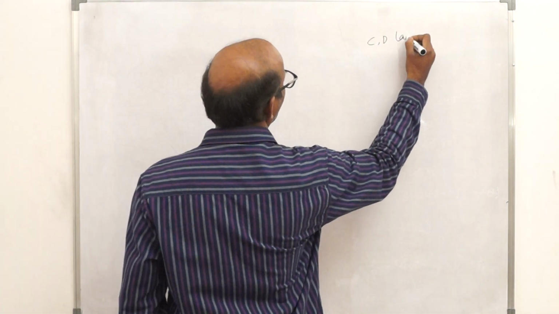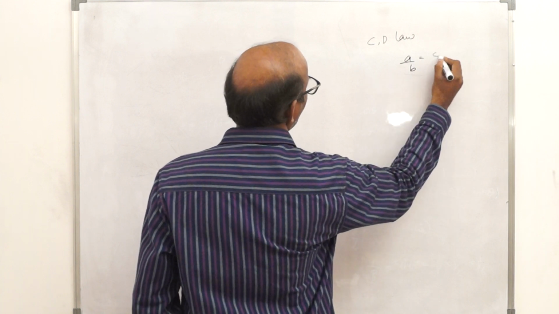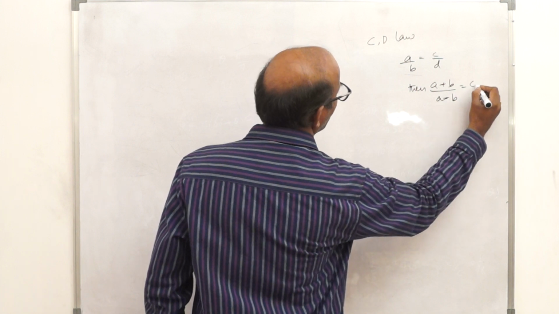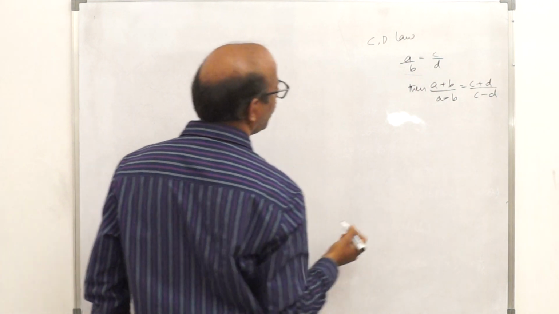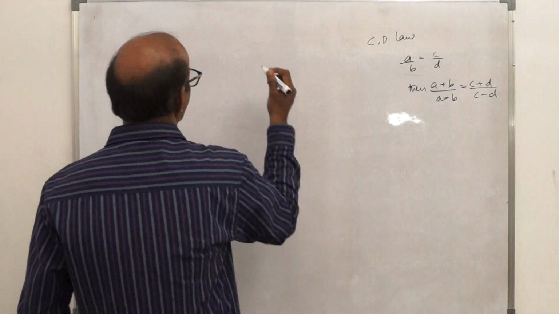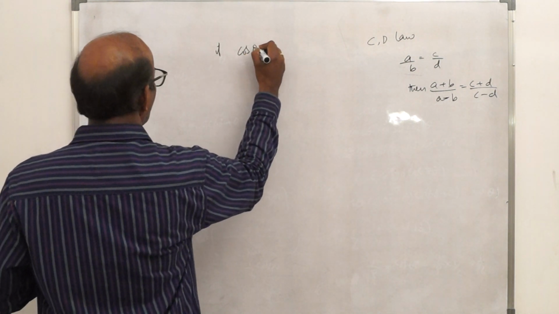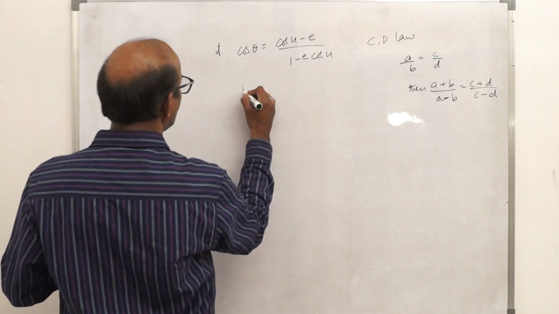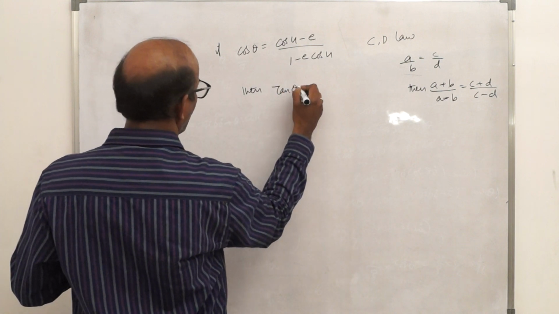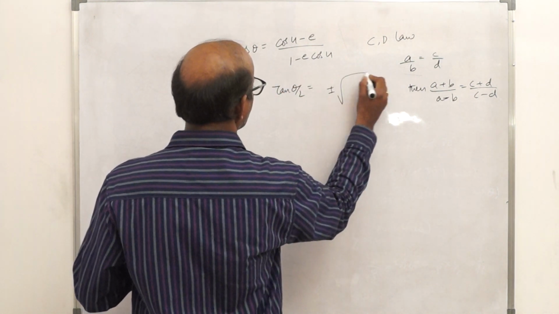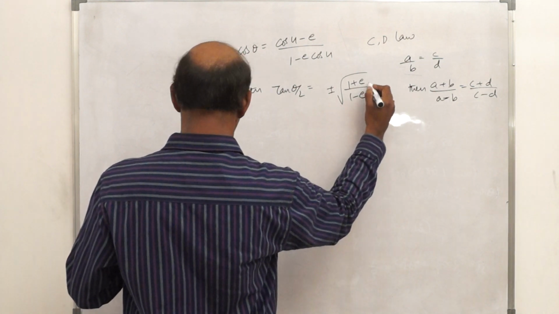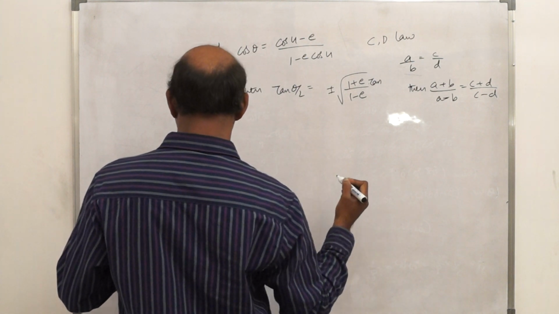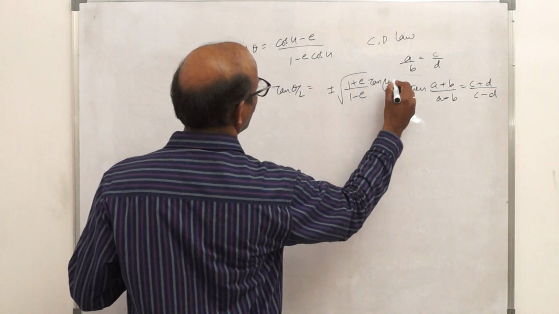Now I am going to cover one problem based on CD law. CD law means componendo dividendo law. If A by B equals C by D, then (A plus B) by (A minus B) equals (C plus D) by (C minus D). That is a law of ratio and proportion. Right? If the problem is cos θ = (cos u − e) by (1 − e cos u), then tan θ by 2 equals plus or minus the square root of (1 plus e) by (1 minus e) times tan u by 2.